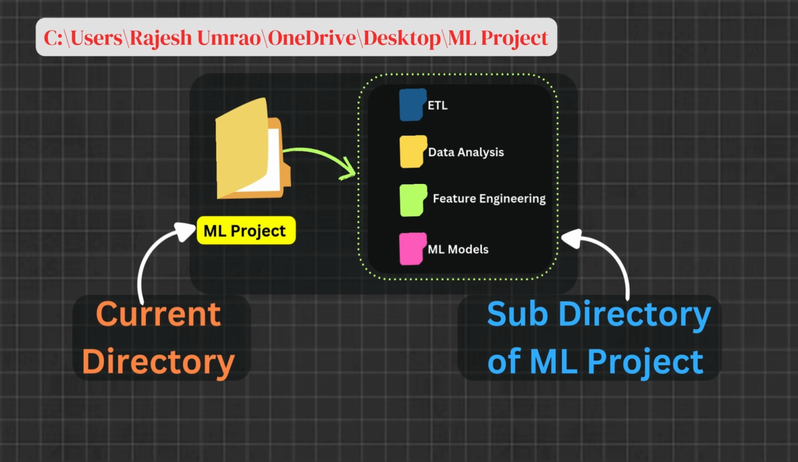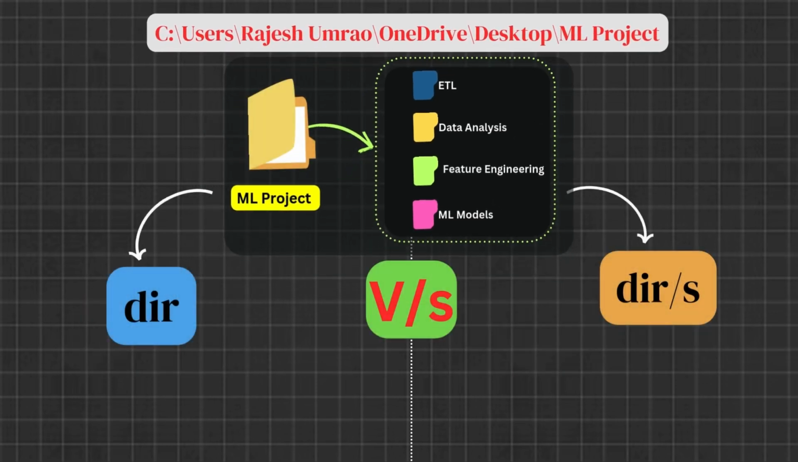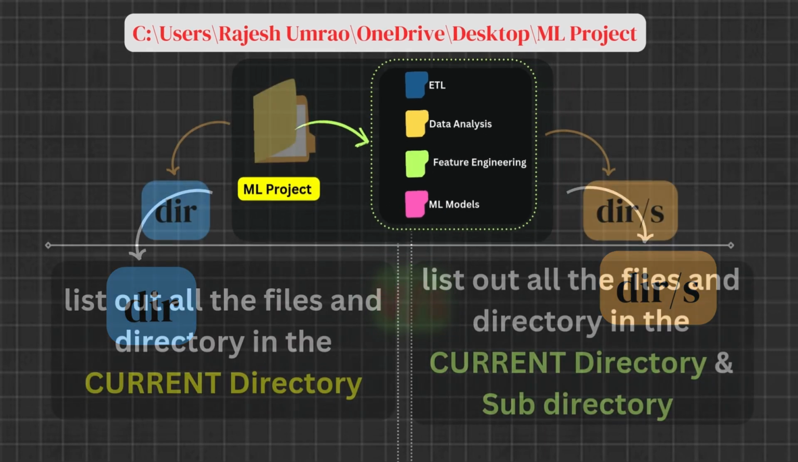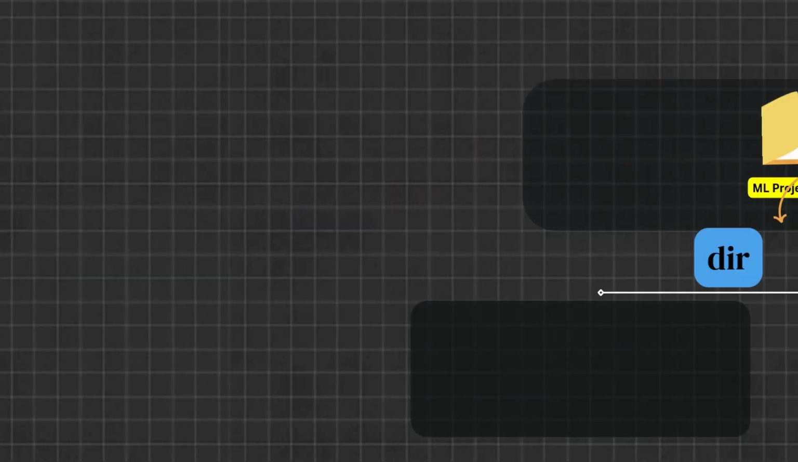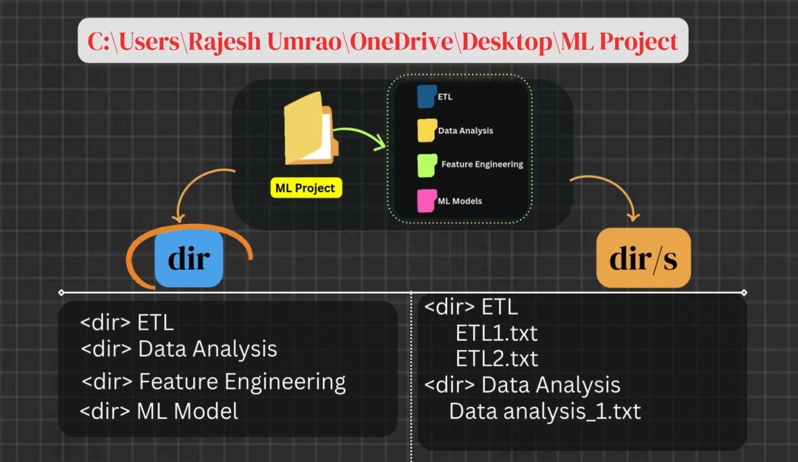I hope you have already got the difference between the two commands, but let us make it crystal clear by comparing both dir and dir slash s. As the wording of dir tells, it is going to list out all the subdirectories and files present in the current directory. So if you execute the dir command in ML project, it is going to list out all the subdirectories, and the subdirectories here are ETL, data analysis, feature engineering, and ML model.